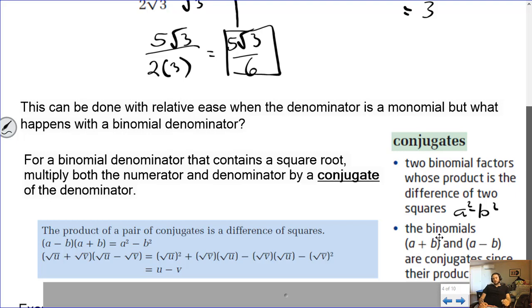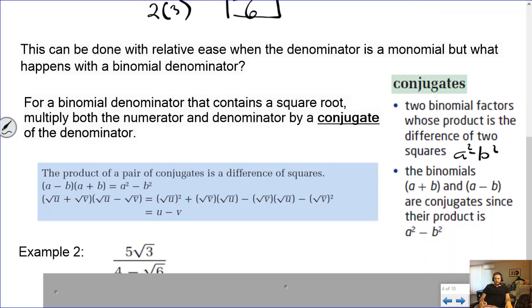And the reason this is useful is because you'll notice that if I take a plus b and I multiply it by a minus b, what ends up happening is I square a and I square b. So if I'm working with a radical, what will end up happening is if I take that radical and I square it, it's going to turn into a whole number. It's going to get rid of that radical. So that's going to be our plan here.